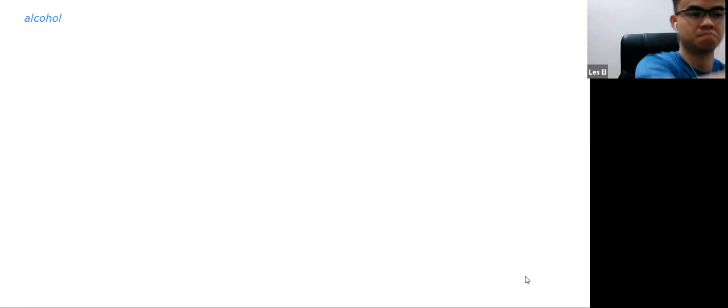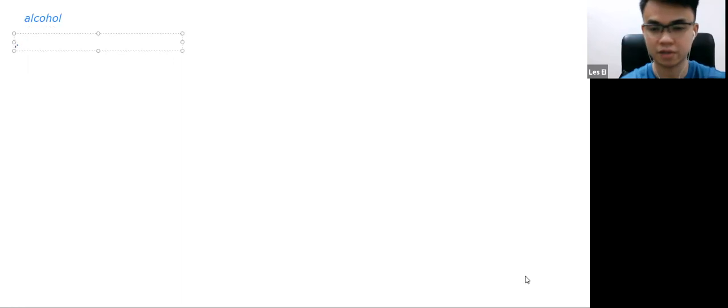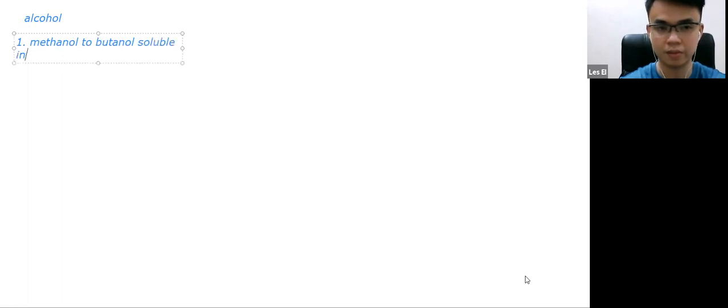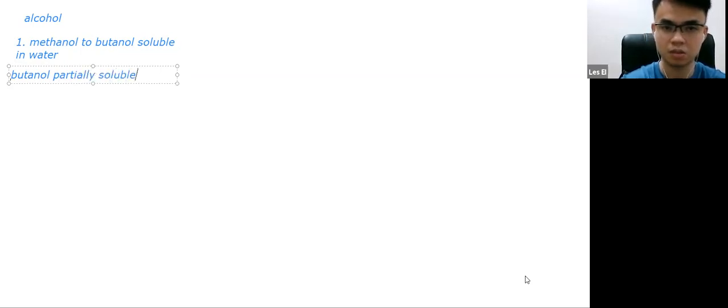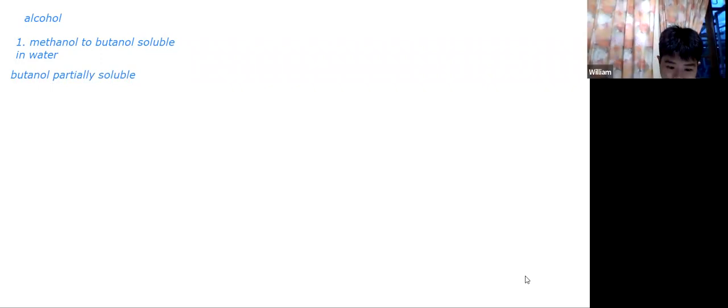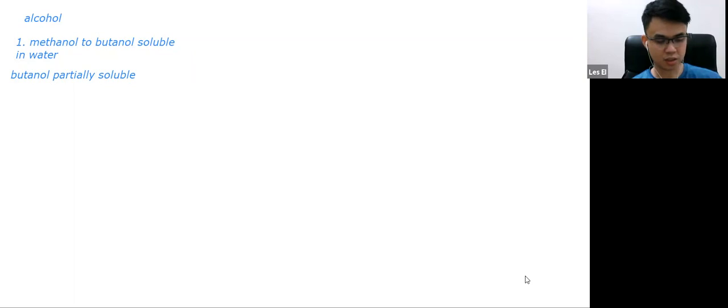The next one is alcohol. First we talk about the solubility. From methanol to butanol is actually soluble in water. However, for butanol, some textbooks write that it is partially soluble. So if the number of carbon atoms in an alcohol is getting longer, the solubility decreases. Is there any reason for this?